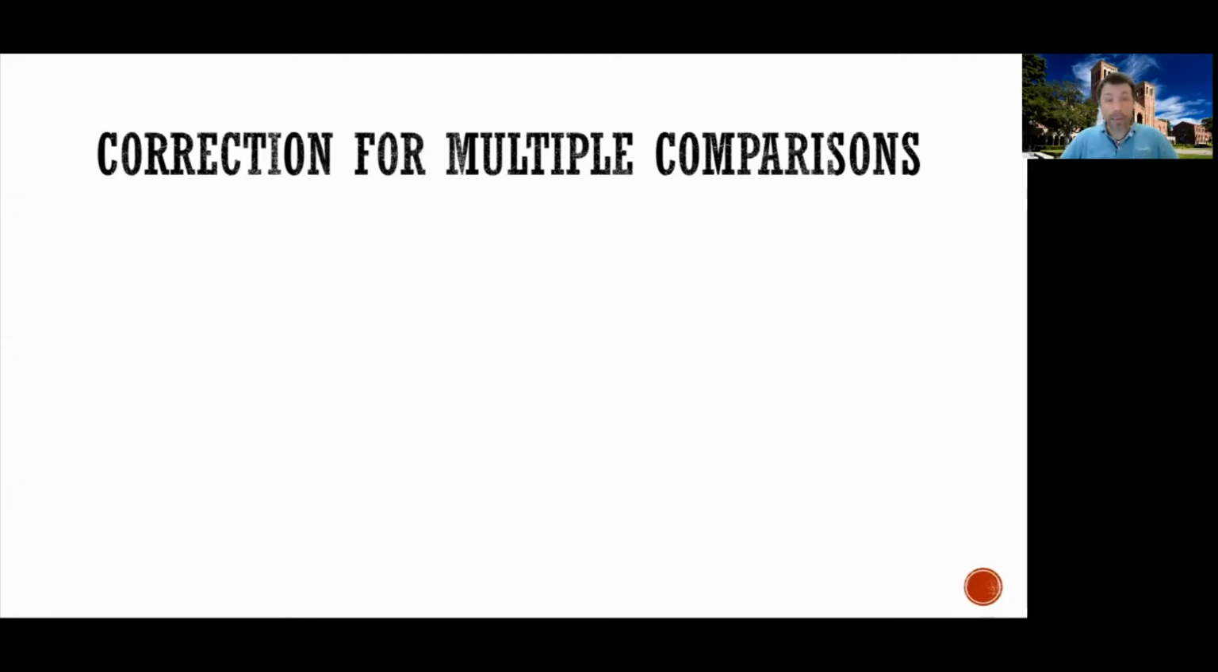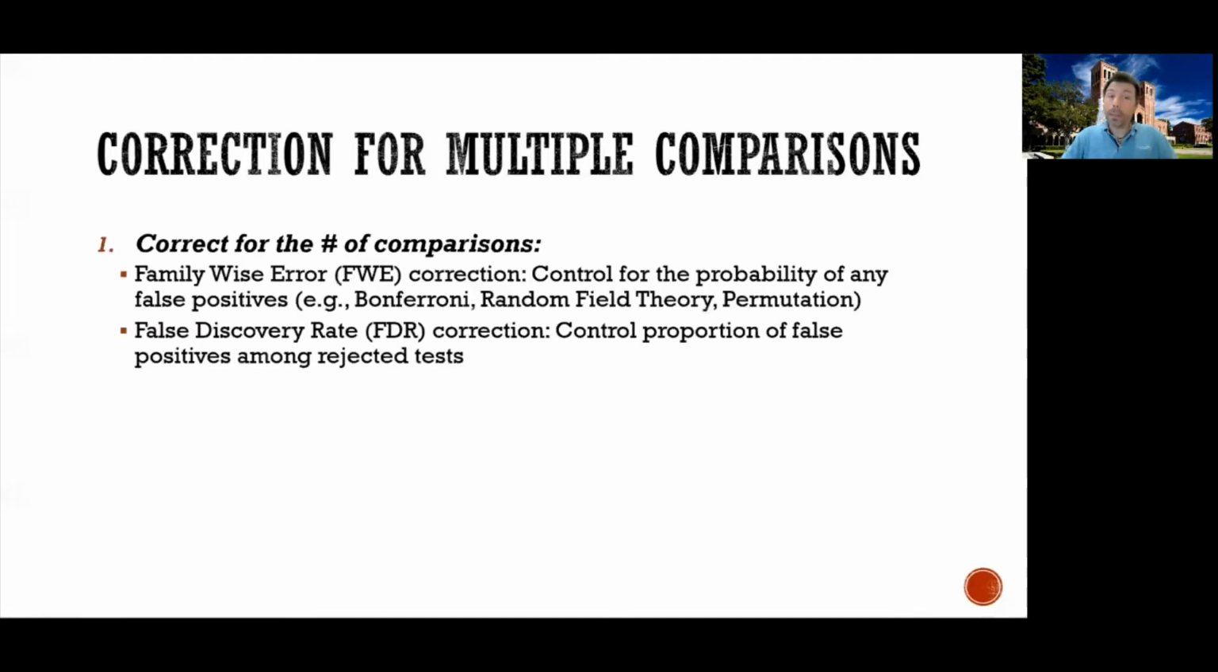Okay, so how do we correct for multiple comparisons in the context of fMRI? Well, there's two main strategies. And the first one that we're going to see is to correct for the number of comparisons that we have. And this you can do in multiple ways. You could use a family-wise error correction.